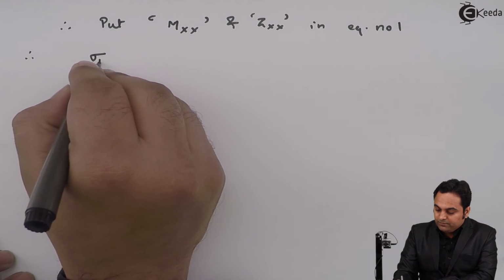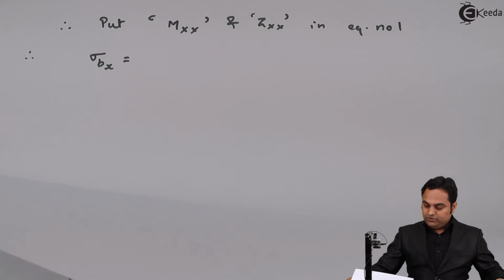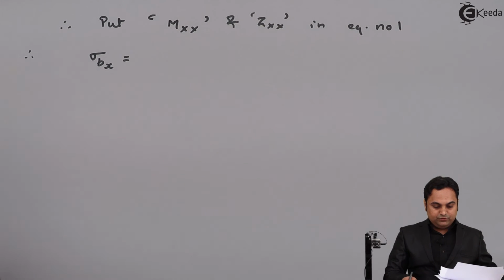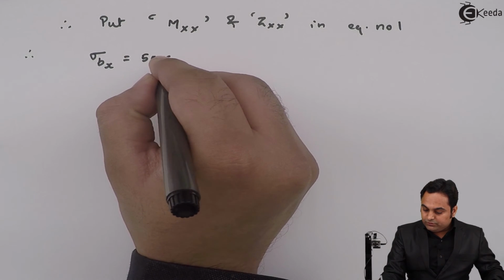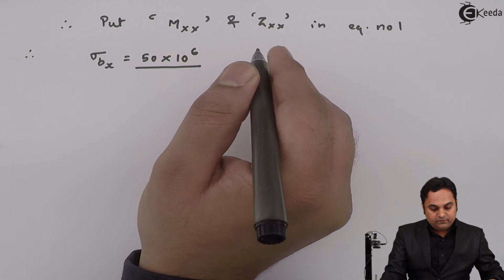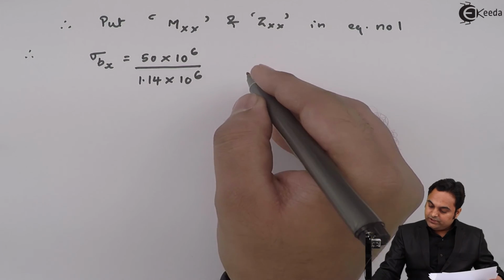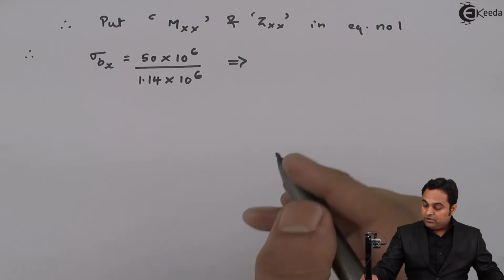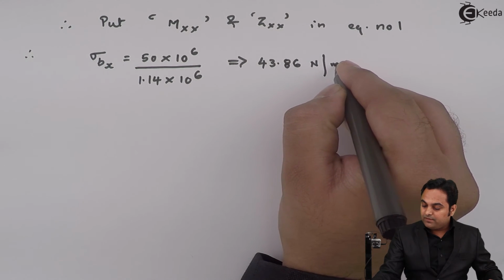So therefore sigma b about x is equal to, in equation 1 we were having Mxx upon Zxx. Now I'll put their values. Mxx was 50 into 10 raised to 6, Zxx 1.14 into 10 raised to 6. So from this I'll get the bending stress about x-axis, that is 43.86 Newton per mm square.